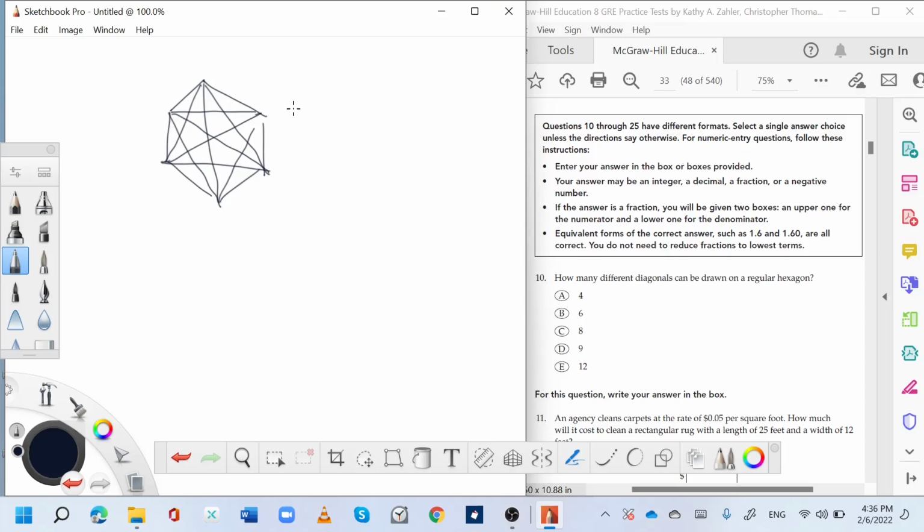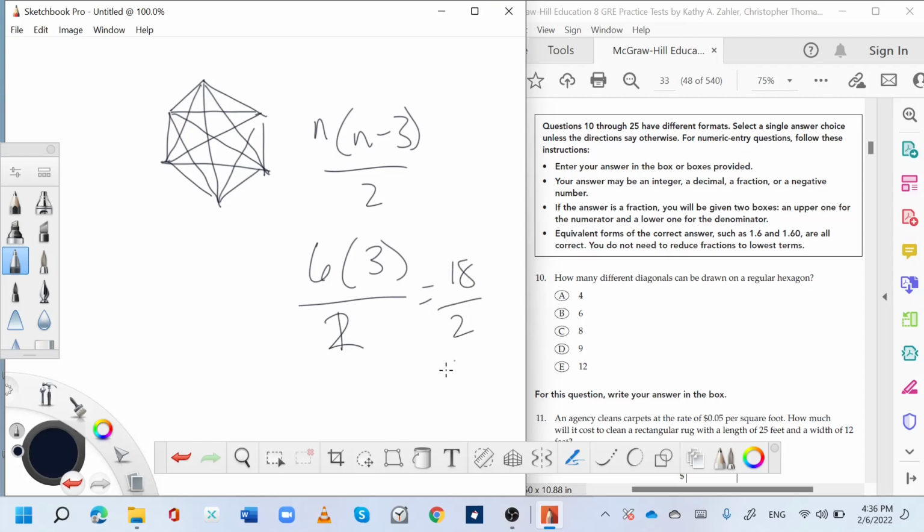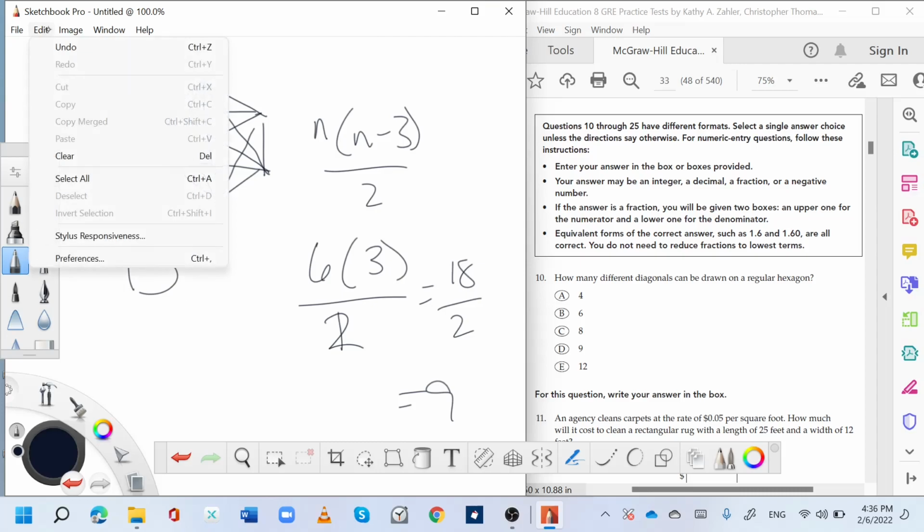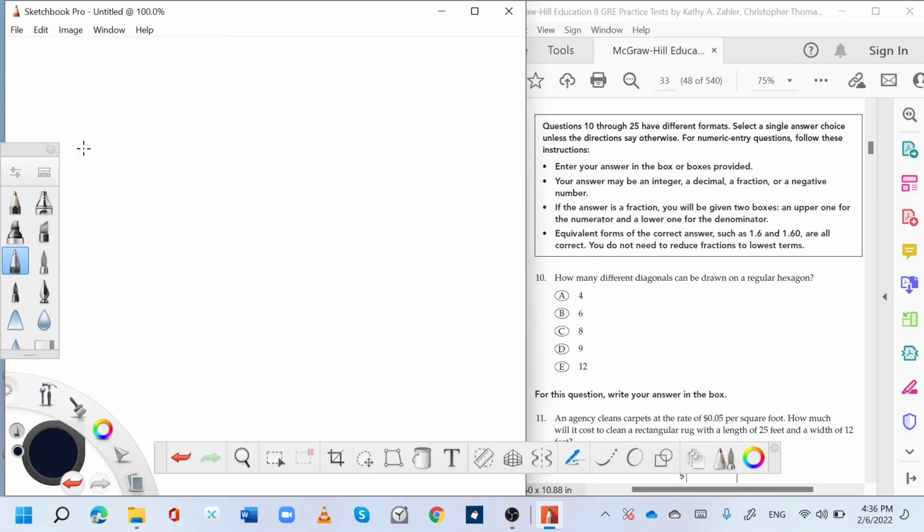And coincidentally, n times n minus 3, over 2, is the formula, in case it's like a dodecahedron and we don't want to count all of them. That's the formula for the number of diagonals. So 6 times 6 minus 3, which is 3, divided by 2 is 18 over 2, or 9, so D is the correct answer. All right.